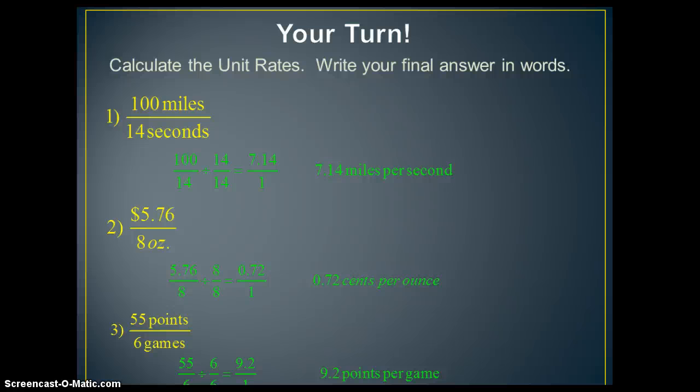I don't want to just see 7.14 or 7 and 1400ths over 1. I want to know what that means. That means 7 and 1400ths miles per second. Or I don't want to see 9.2 over 1. I want to know it's 9.2 points per game. That makes much more sense to me as an answer.